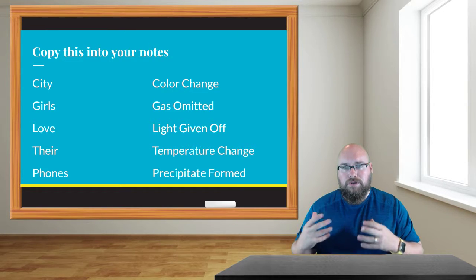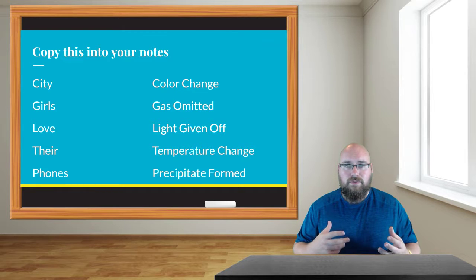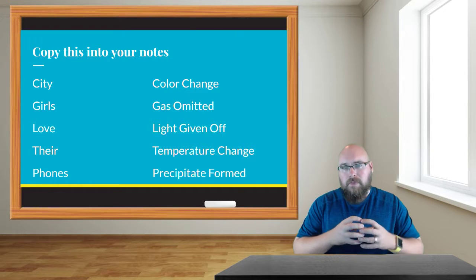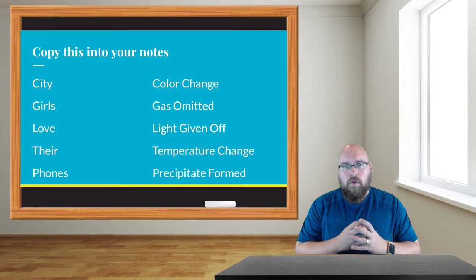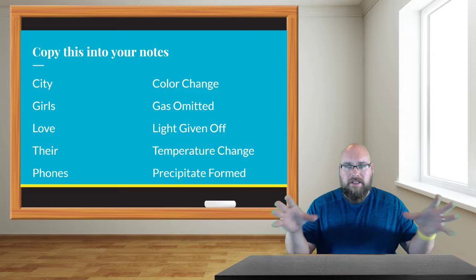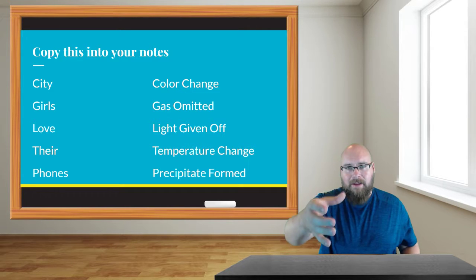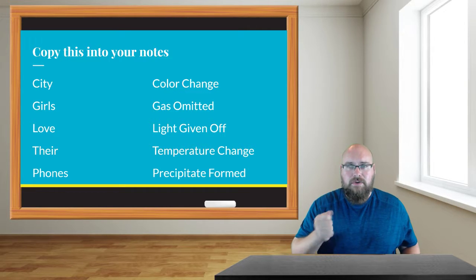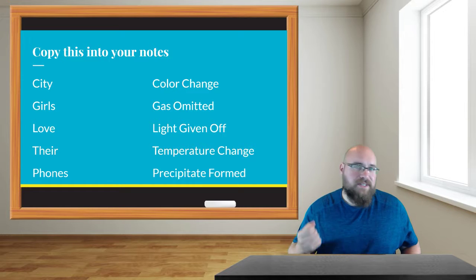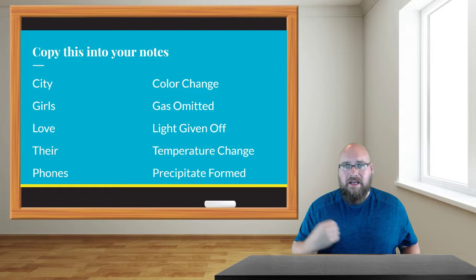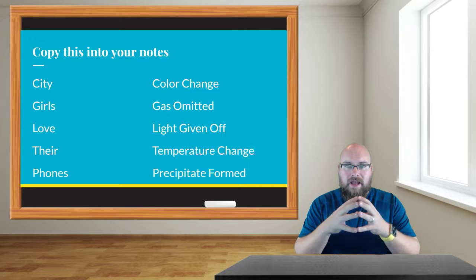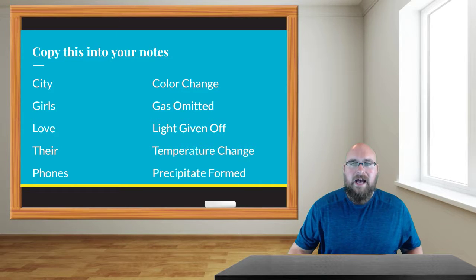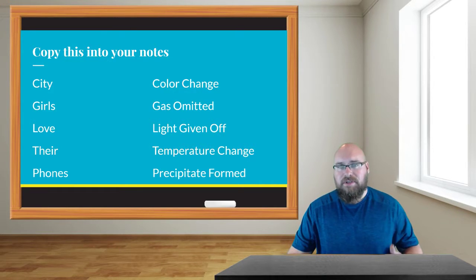There stands for temperature change. Temperature change has to do with whether the reaction is absorbing heat or giving off heat. So does it feel cold or warm because of these two ingredients coming together? If I put something on a hot plate or on the stove and I turn it on and it warms up, that's a physical change. I am adding heat to it on purpose. A chemical change would be that these two things came together and they produced heat or they made it feel cold. And then the last one is phones, meaning a precipitate is formed.